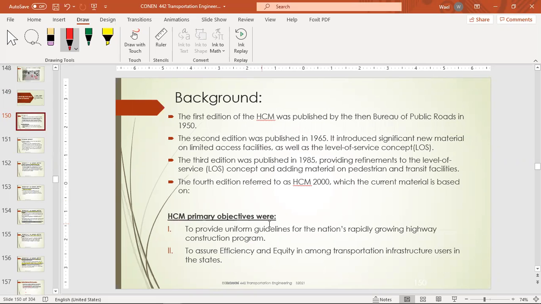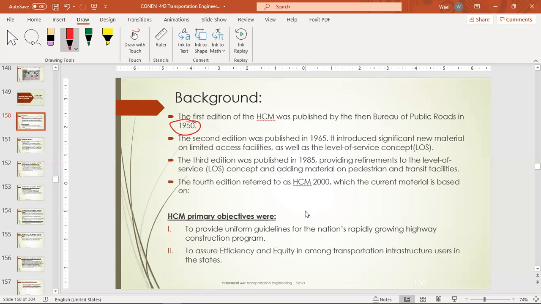What were the primary objectives for the Highway Capacity Manual? It was basically to provide uniform guidelines for the nation. Here we are referring to the US, which had a rapidly growing highway construction program, basically post-World War II. In the 1950s, after World War II, there was a construction boom for highways, and so they had to have uniform guidelines for how to build and design these highways.